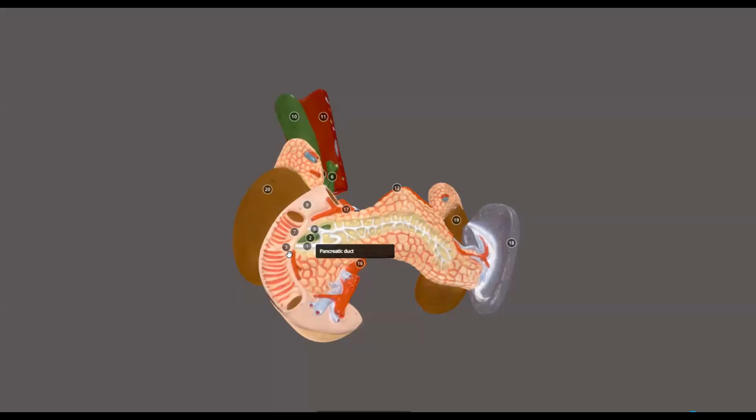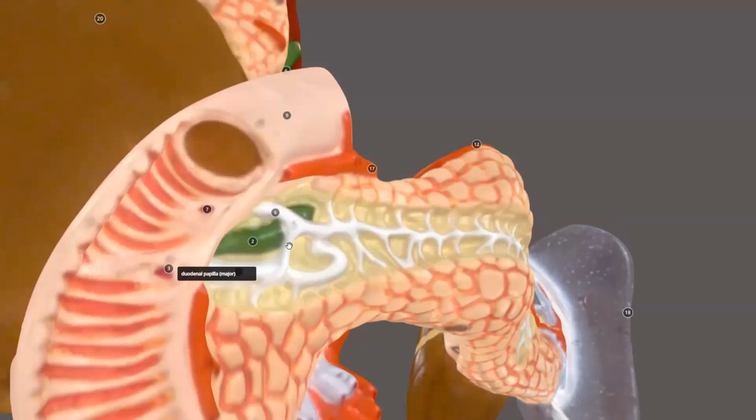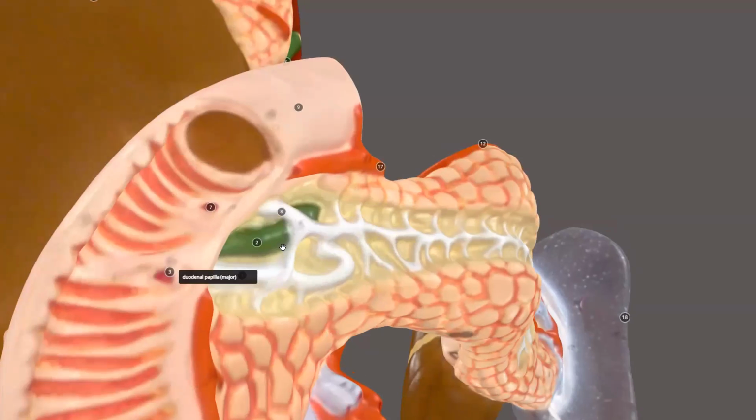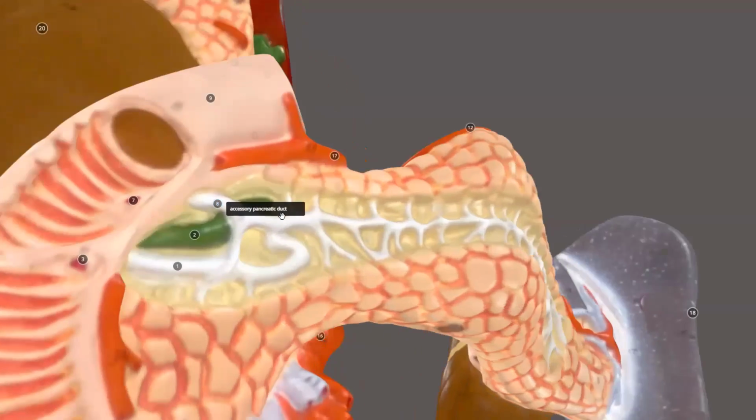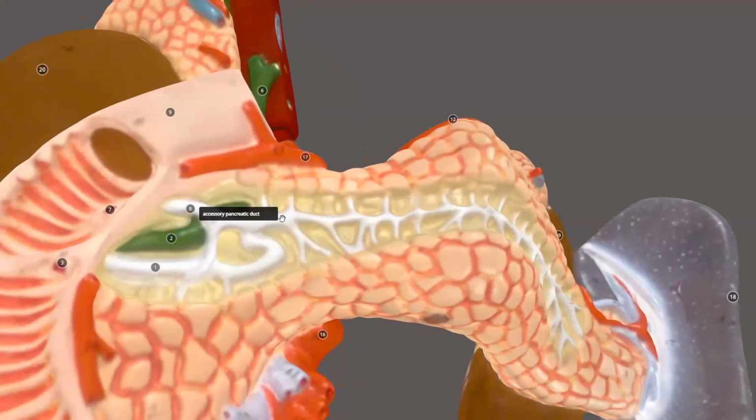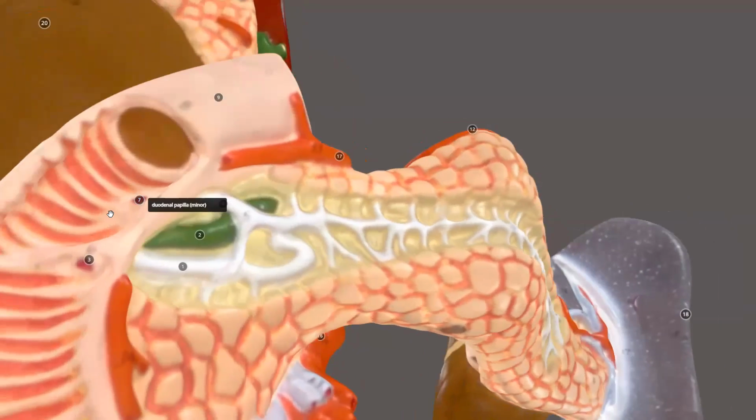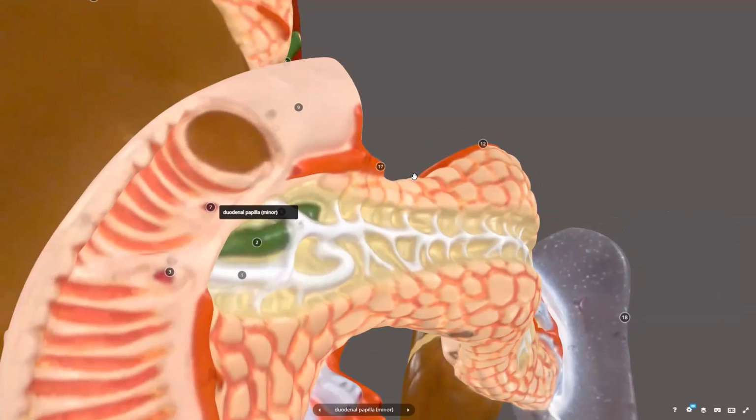The main pancreatic duct drains mainly into the duodenal major papilla. It drains mainly the body and tail of the pancreas, while the minor pancreatic duct, which is the accessory duct of Santorini, drains into the minor duodenal papilla.